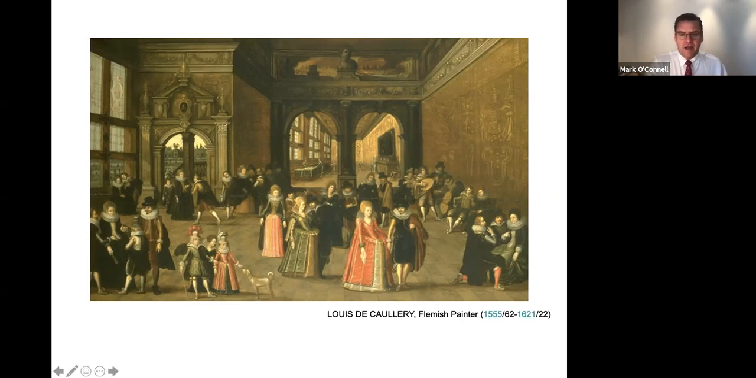So this is by Louis de Caullery, who is Flemish, and you can see that the one point is on the right-hand side here as opposed to being right in the center. Great depiction of fashion of this era and how the body is so modified by the garments through history.